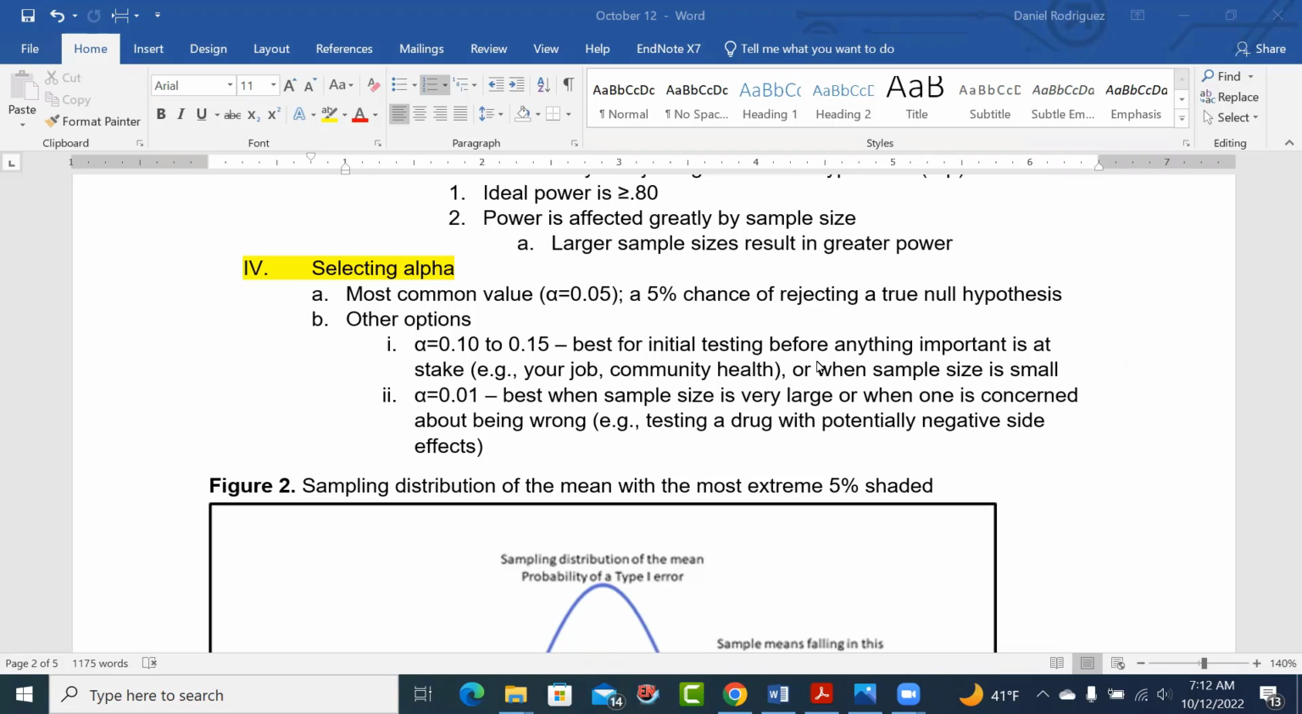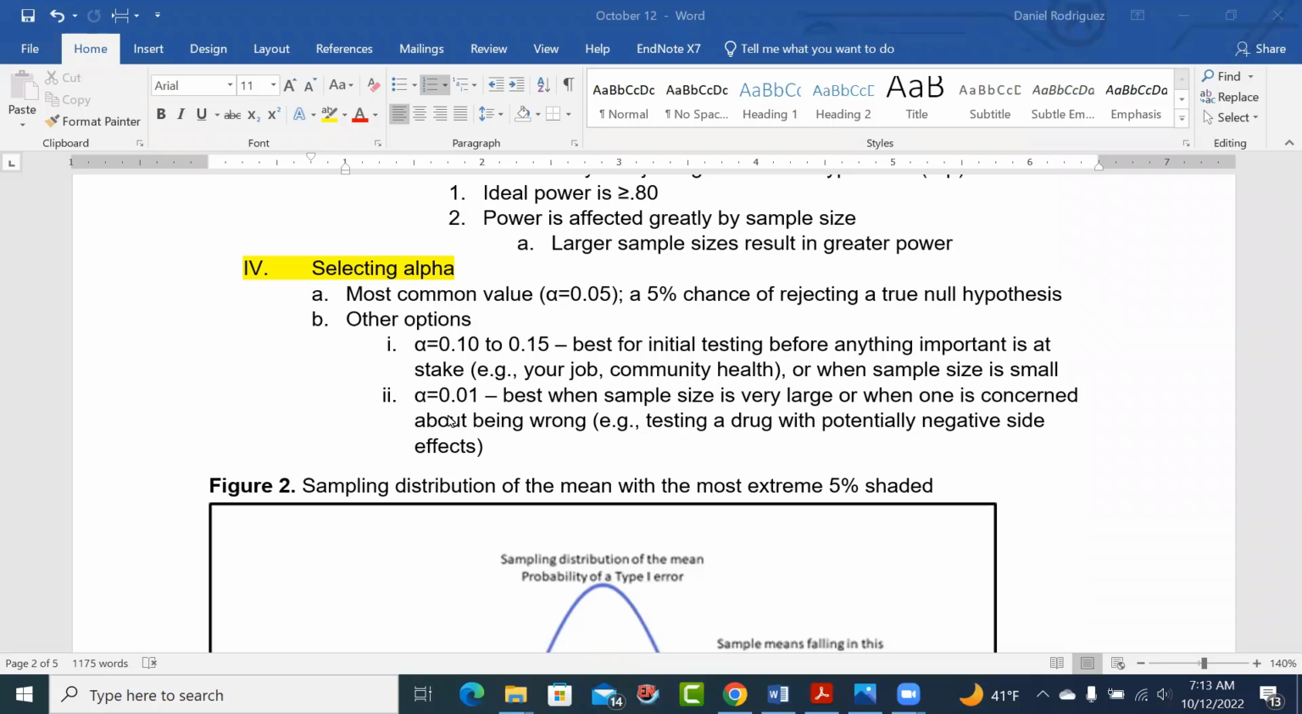but those are best for the initial testing stages, like you're trying something new that you're interested in, like for instance, some new program to help increase, I don't know, job performance or something like that, or when your sample size is really, really small. This power, as I mentioned before, is dictated to a large extent by sample size. And there's nothing bad, nothing important at stake. Like for instance, if you're testing a drug, and a drug could have some dangerous side effects, you don't want to have a 15% chance of a false positive result because somebody could die if the drug is dangerous.